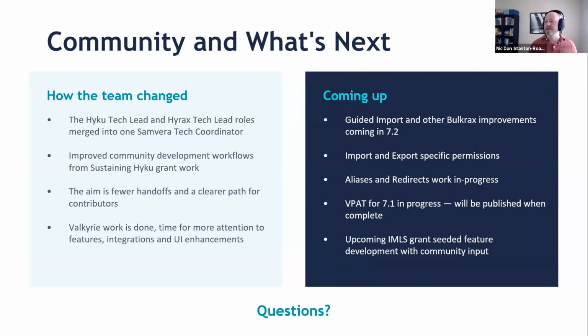The recent improvements to bulk rack, which includes guided import, but also a lot of infrastructural improvements, are coming in Hyku 7.2. Import and export specific permissions are incoming very shortly. More work with aliases, redirects, and custom or vanity URL settings are coming very shortly in Hyku. As I said, there's a VPAT in progress right now that we will publish when it's complete.